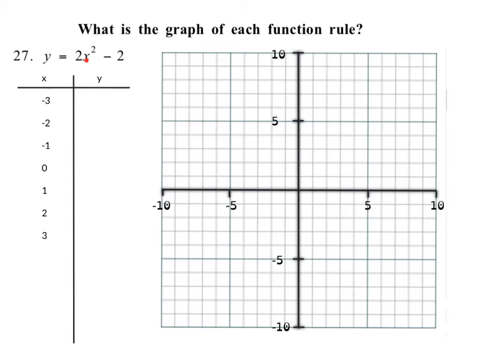So we take -3, square it, and get 9. Double it now. 9 times 2 is 18. Minus 2 is 16. Okay? That's off the graph. You can see that we don't have values of y that go that high.